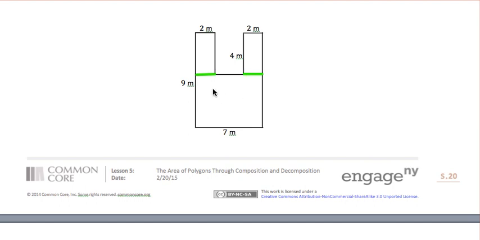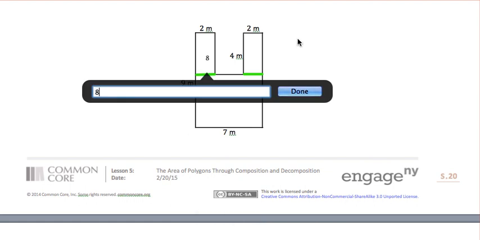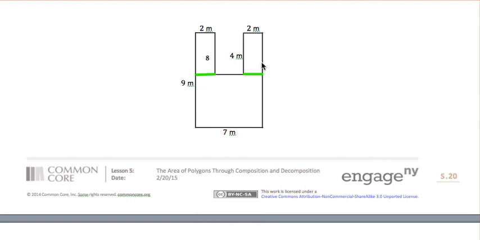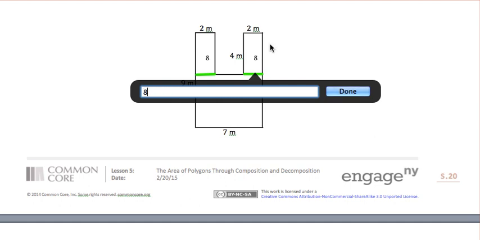So one thing I might do then is find the area of this rectangle, which will be 2 times 4. I know that this length is 4 because this opposite length, which is exactly the same length, is also 4. So 2 times 4, which would be 8. And 2 times 4 here, which is also 8.